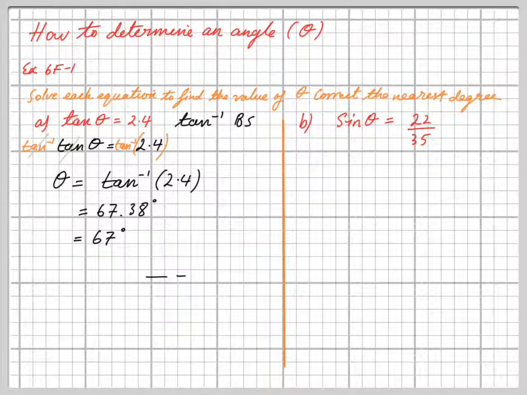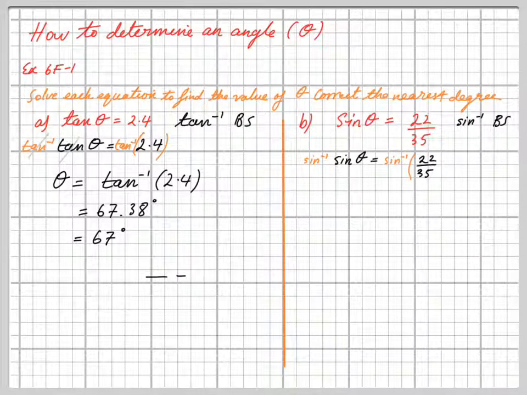Alright, so with this one, obviously, we need to inverse sine on both sides. So let's do that. I'll write the question again. So we have sine theta is equal to 22 over 35. And you probably know why I've shifted a little bit further away from the equal sign, so that I can actually fit inverse sine. So we do sine inverse on both sides.